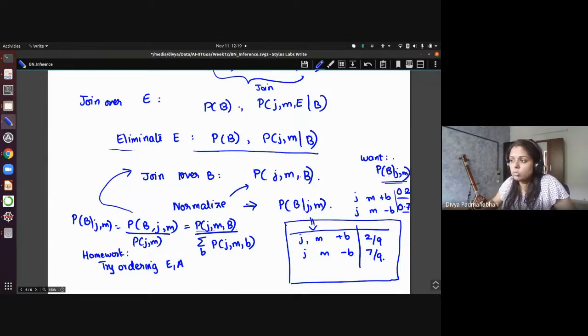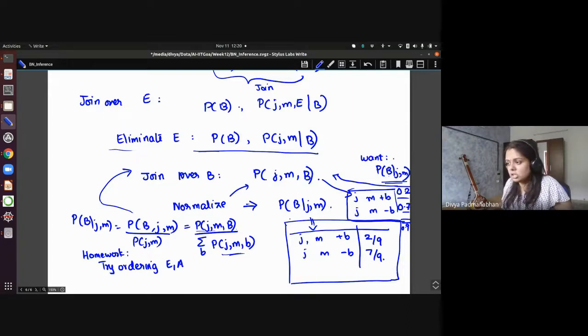Now from JMB, you wanted B given JM again. So what normalize does is, if this is the table, these entries are the full joint over J, M, and B. This has just two entries because B can take just two values. If you sum up these entries, you get the denominator. The sum of these two entries is 0.9.